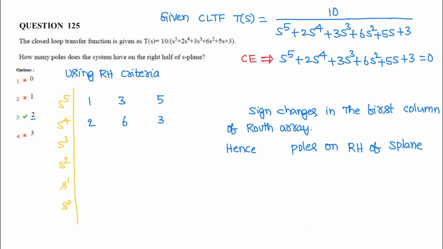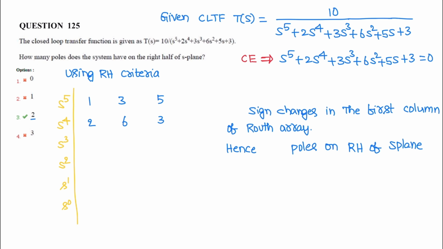Next question, question number 125. Given closed loop transfer function T of s is equal to 10 by s power 5 plus 2s power 4 plus 3s cube plus 6s square plus 5s plus 3. The denominator of the closed loop transfer function will give the characteristic equation. The characteristic equation is s power 5 plus 2s power 4 plus 3s cube plus 6s square plus 5s plus 3 is equal to 0. This is the characteristic equation for the given closed loop transfer function.